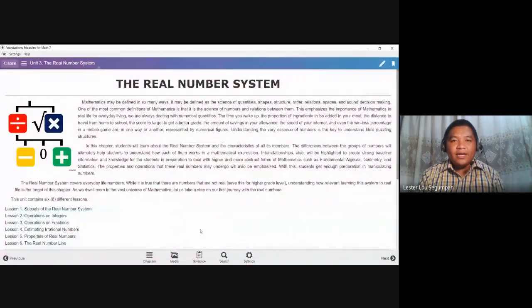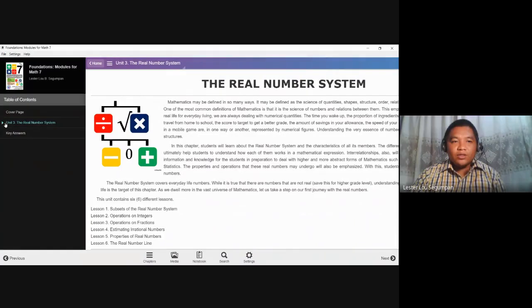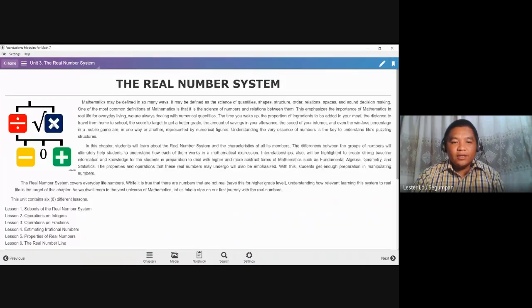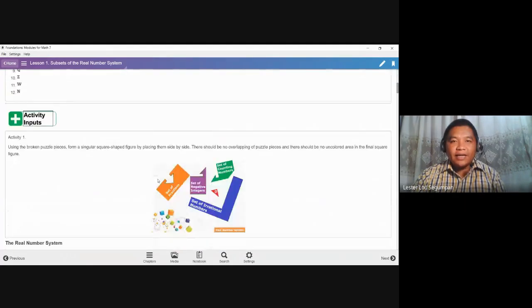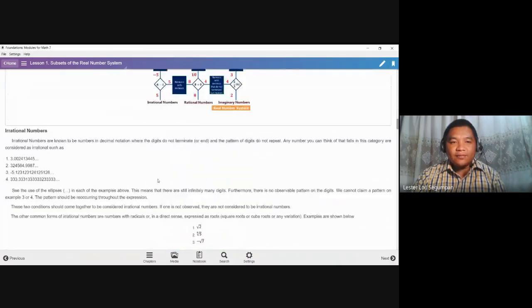So Unit 3 is actually concerned with the real number system, the vast family of the real number system. We have six lessons for this unit. We will start first with lesson number one, which is concerned with the subsets of the real number system. Again, same as last time, we are not going to talk about the contents here, but we shall proceed immediately to the practice exercises found in this lesson.